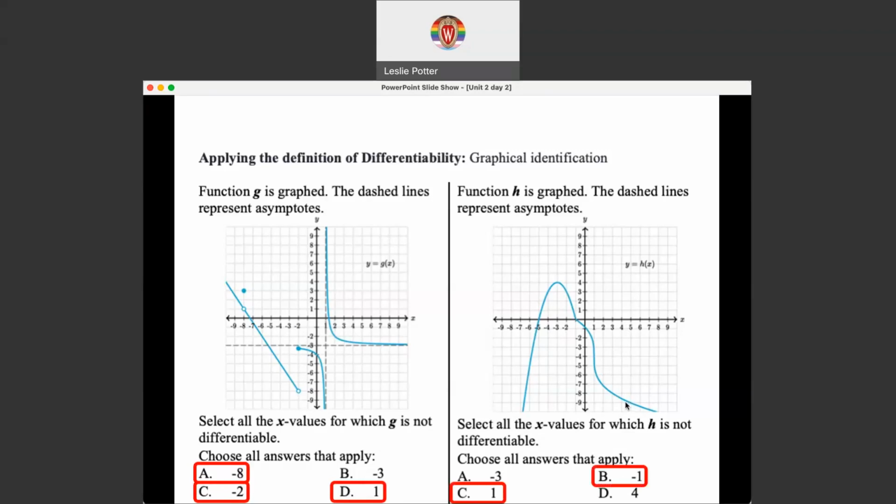So B and C, we have our cusp at B and our vertical asymptote at C. Those are our points of non-differentiability. So the derivative does not exist. It fails there.